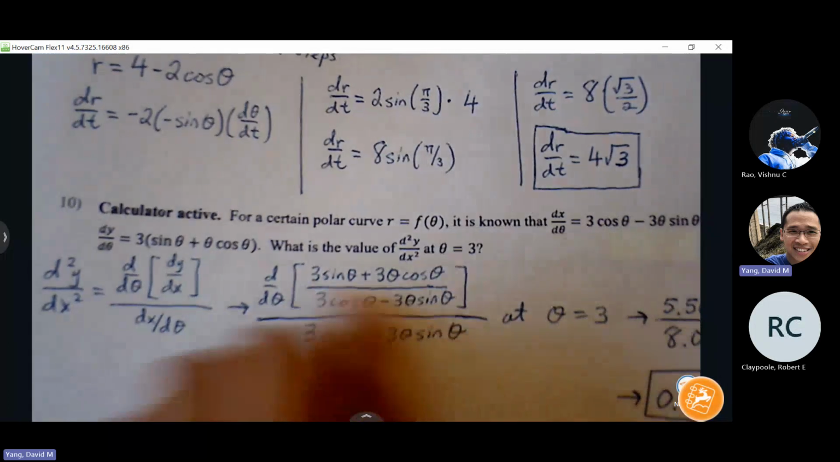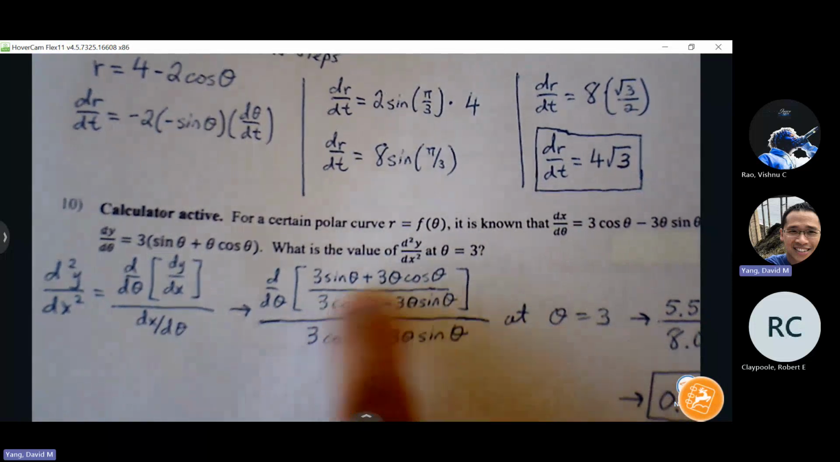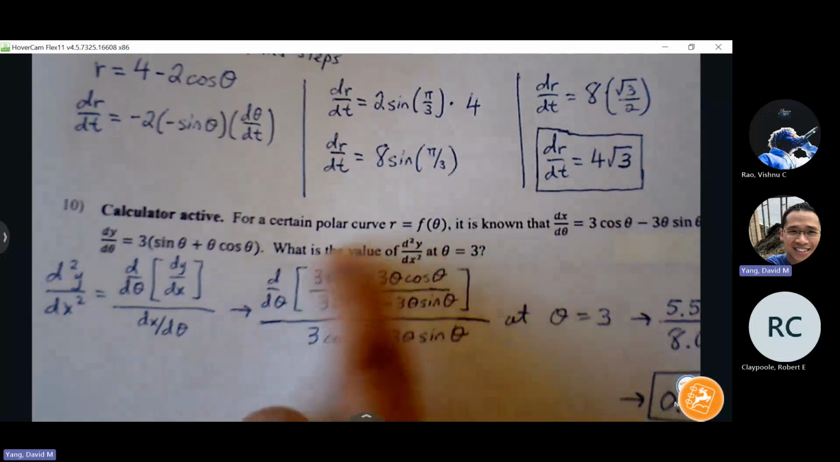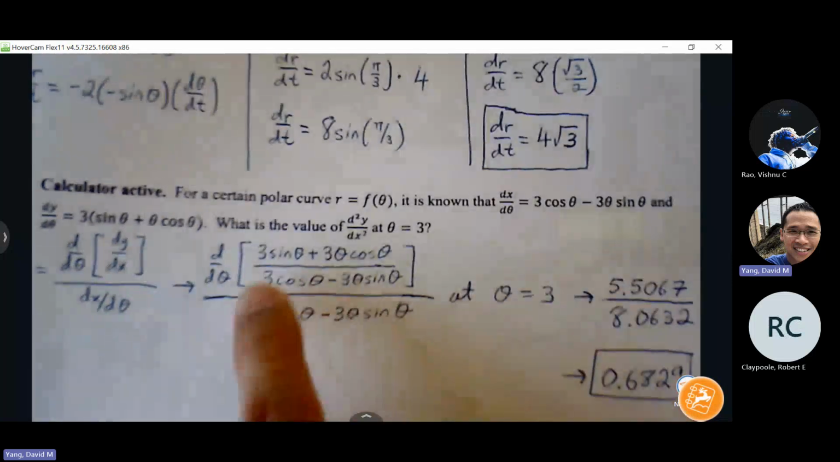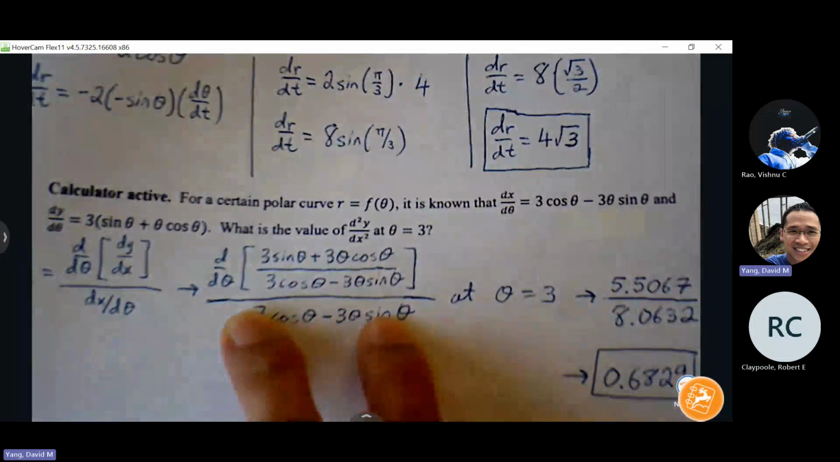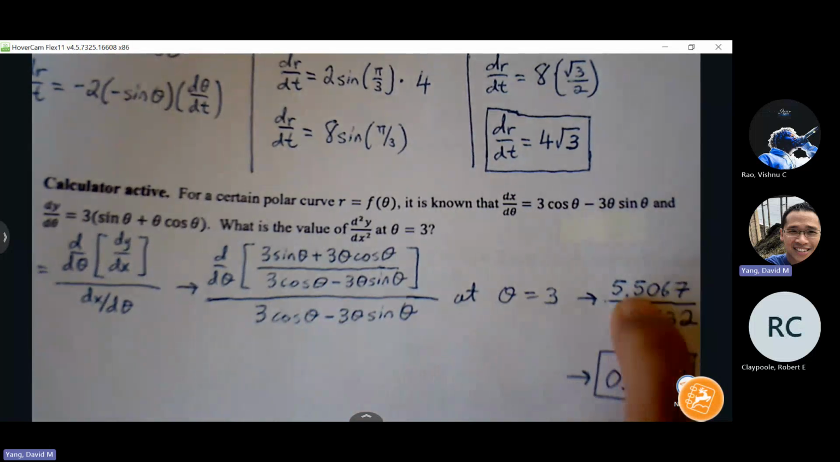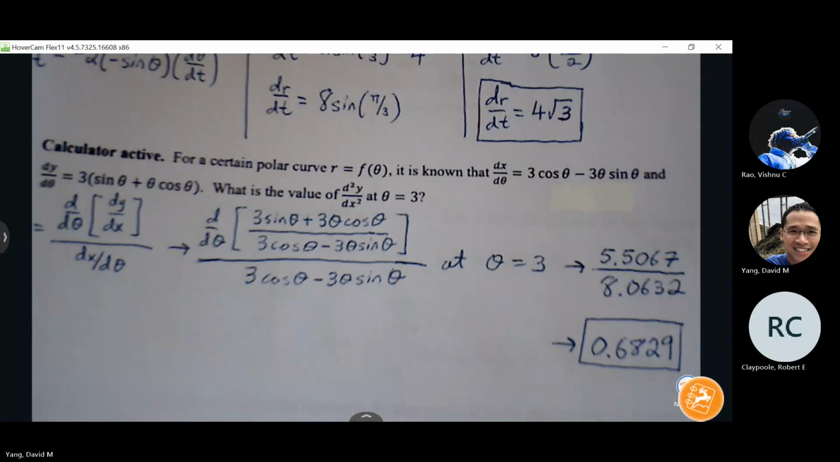We find the derivative of this at theta equals 3. So you don't have to go through all the theta. You can just leave it in terms of x. You can do math 8. Math 8 of this at 3, you'll get 5.5067. And then you do math 8 of the denominator here at x equals 3, you get 8.0632. And then you just divide them out.